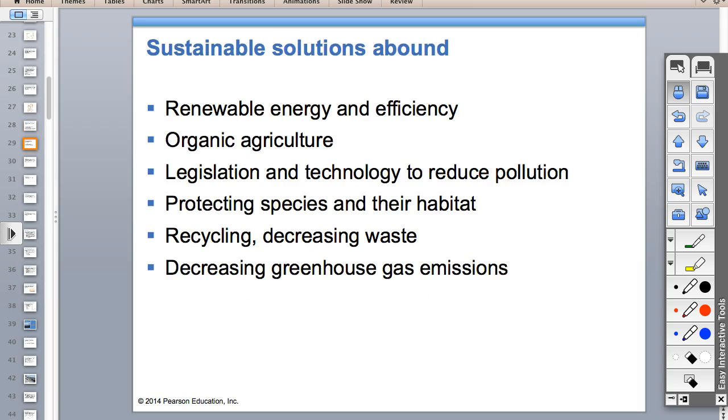So anyway, sustainable solutions. You know, we have renewable energy sources like wind. We're killing it in wind, especially out in the West. Texas is just putting up wind turbines everywhere. We have more organic agriculture. There's legislation.